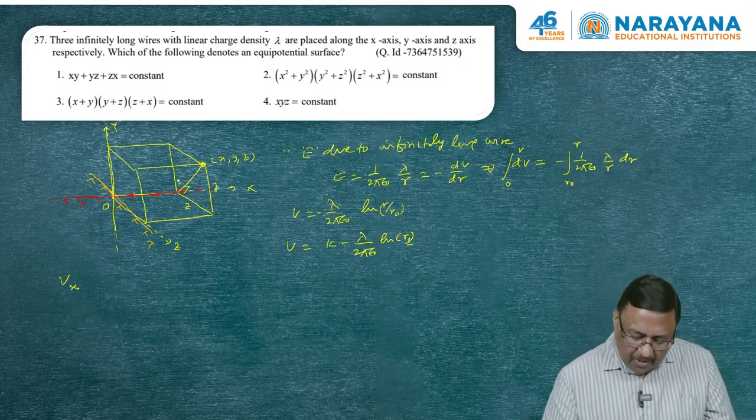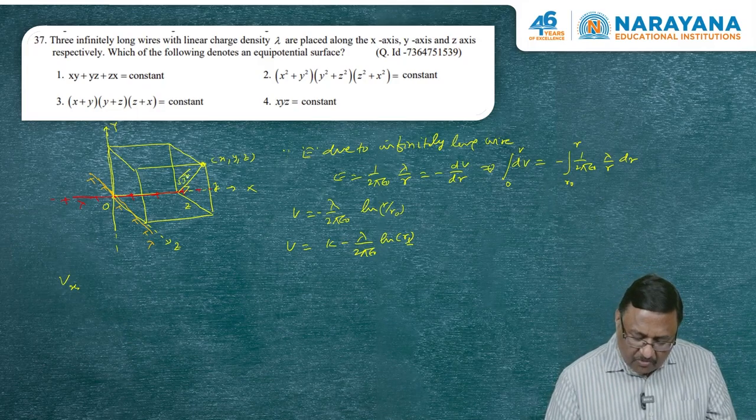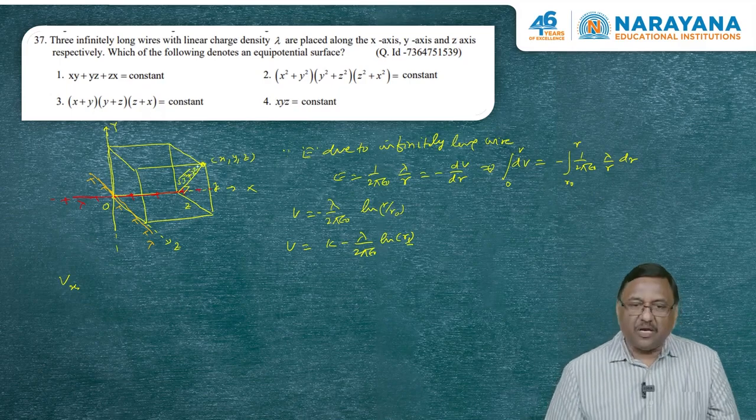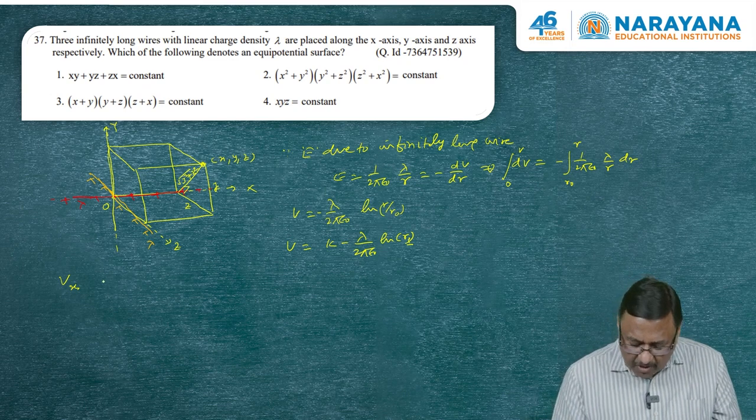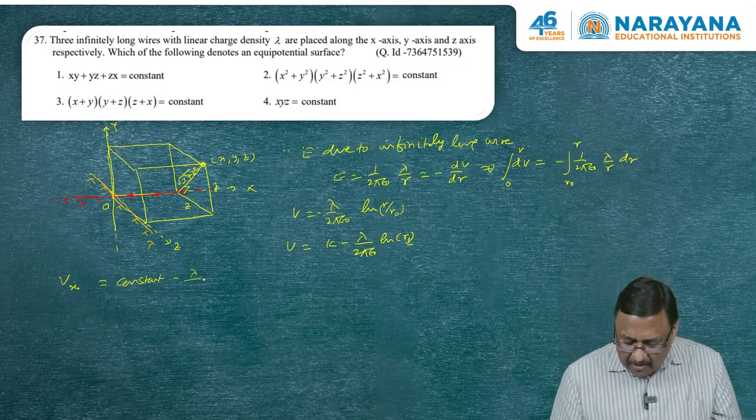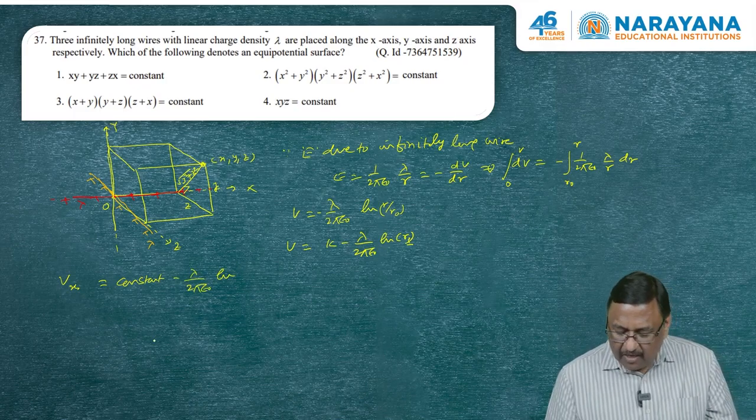How much is my perpendicular distance? Very easily we can understand it is going to be under root of y square plus z square. That means if I am writing my value over here, what is my potential? I can write some constant factor here, minus something, lambda upon 2 pi epsilon 0 into what I'm writing here.